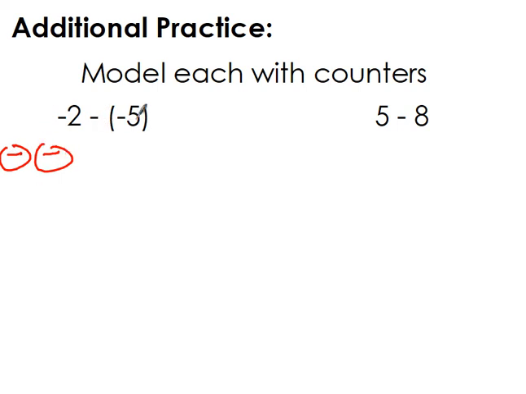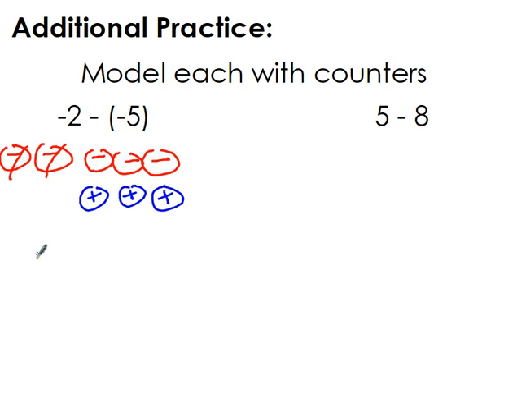Now it's having me take away 5 negatives. Do I have 5 negatives to take away? No, I have 2, but I'm supposed to take away 5 of them. So I need to add 3 more negatives, and I have to add them in zero pairs so I don't change the value of the problem. So I'm adding 0 three times. Now I have 3 more negatives to take away. So I was able to take away 5 negatives, and I'm left with 3 positives. So the answer is positive 3.